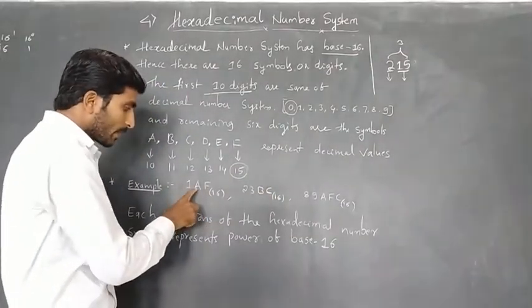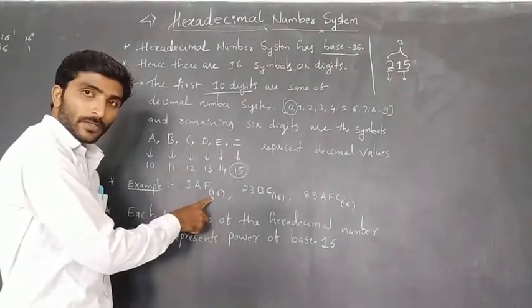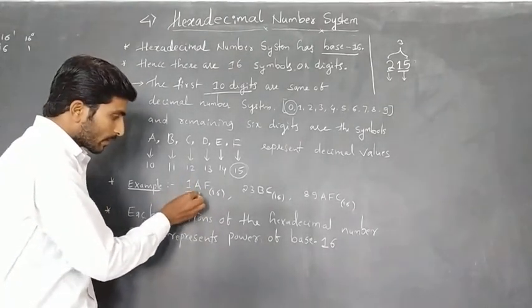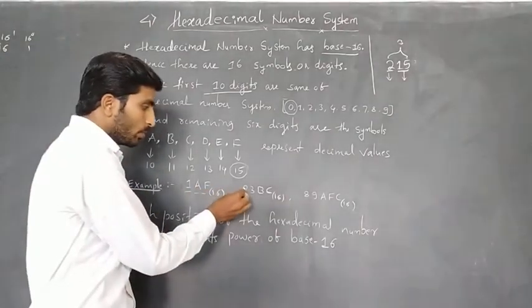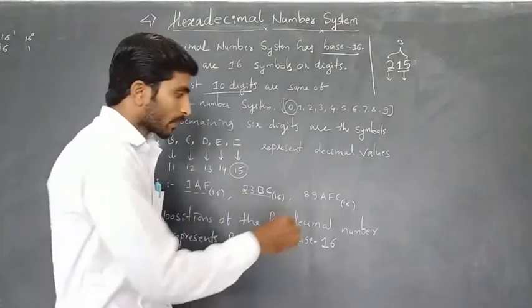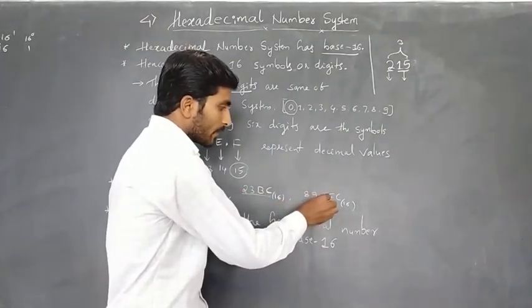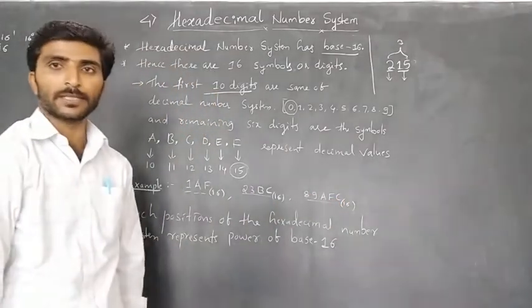One is 1AF, base 16. These are 3-digit hexadecimal numbers. 23BC is a 4-digit number. 89FAFC is a 6-digit hexadecimal number.